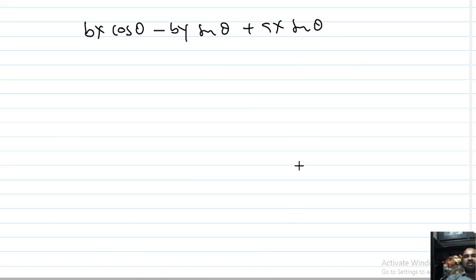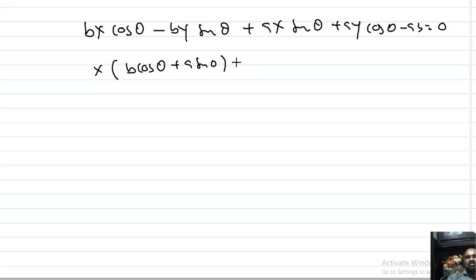Next, plus a y cos theta minus ab equal to 0. Or in other words, x taken common, b cos theta plus a sin theta, y taken common, a cos theta minus b sin theta equal to ab. This is the transformed equation.